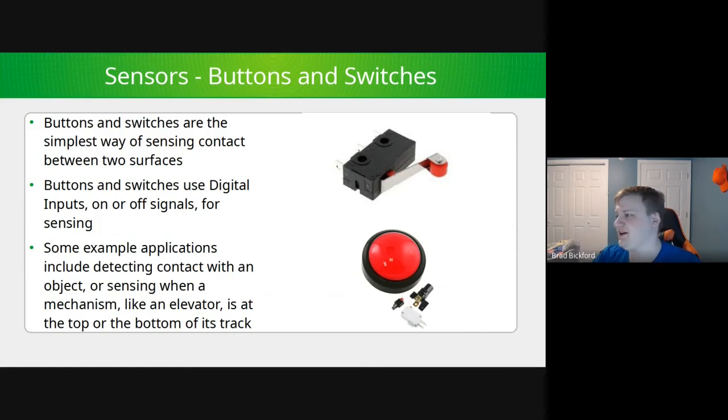They're the best way for sensing contact between two surfaces. So if you want your robot to back up and turn when it hits a wall, a button can do that for you. Buttons are hooked up using digital inputs and provide on or off signals. Either the button's pushed or the button's not pushed. Some examples include detecting contact with an object or sensing when a mechanism like an elevator is at the top or the bottom of its track.